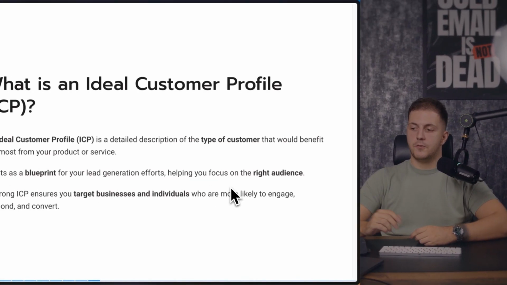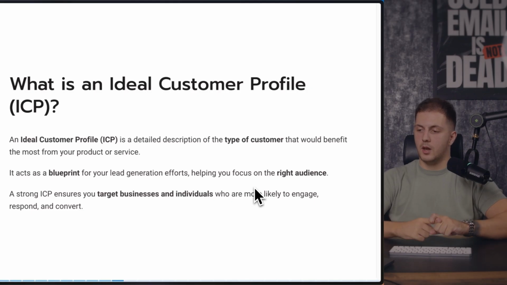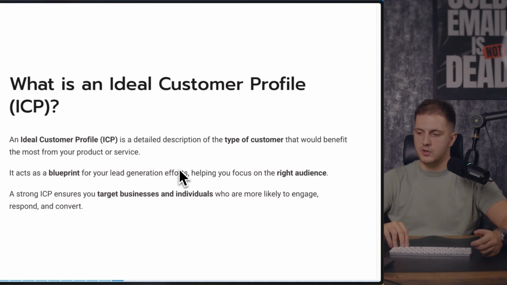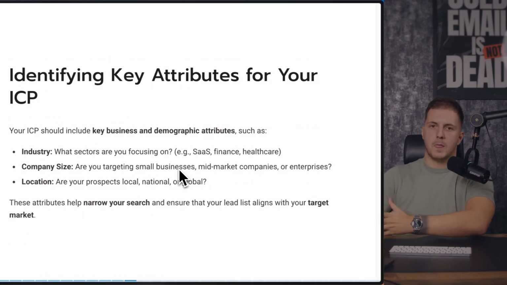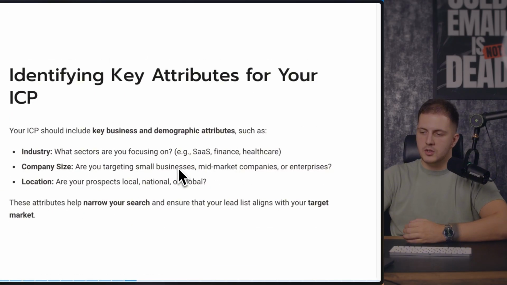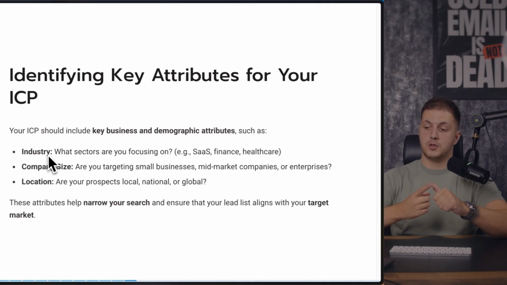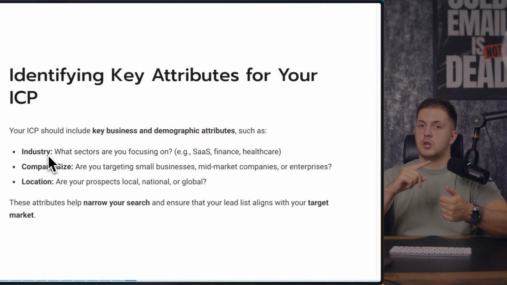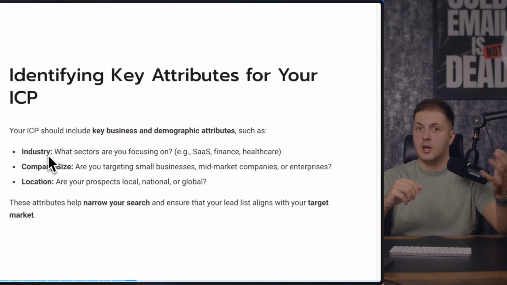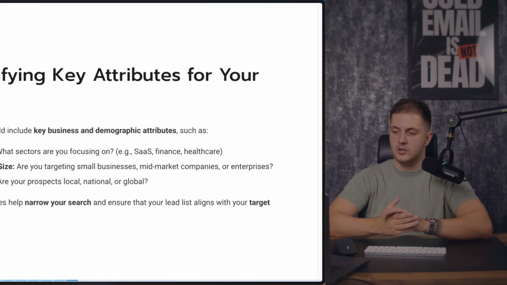Now, let me break down all these three categories and explain what you need to do to have them all properly set up. So the first one is ideal customer profile, which we already explained is the type of customer that would benefit the most from your product or your service. When it comes to company filters or criteria, there's a couple of most important ones. The first one is industry, whether you're reaching out to financial companies, marketing agencies, maybe healthcare companies, and so on.